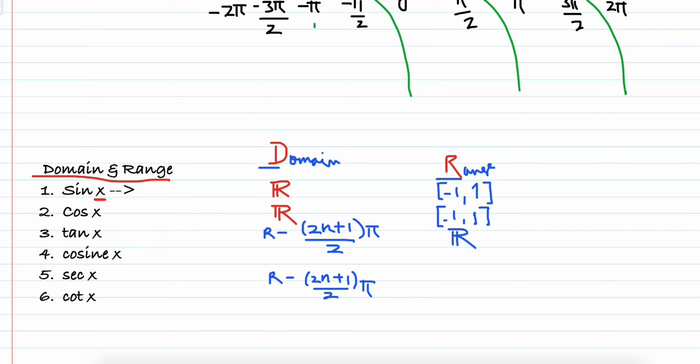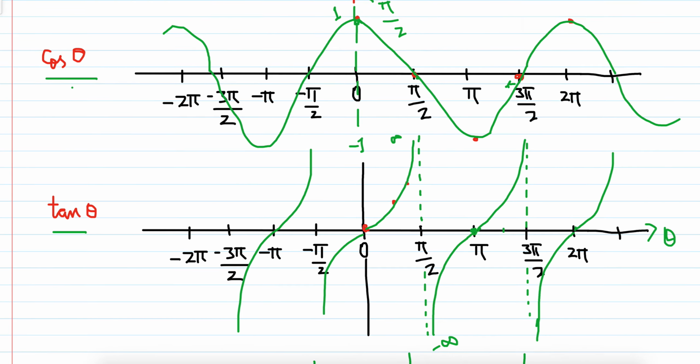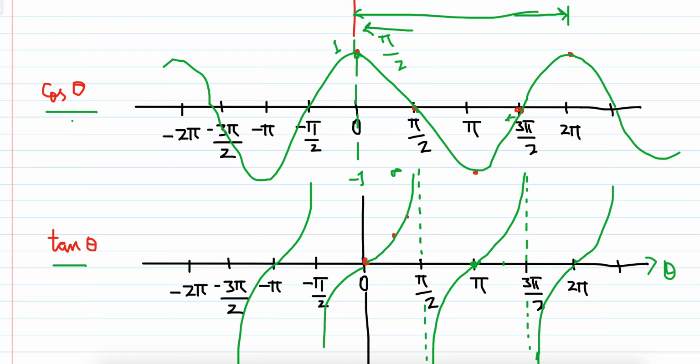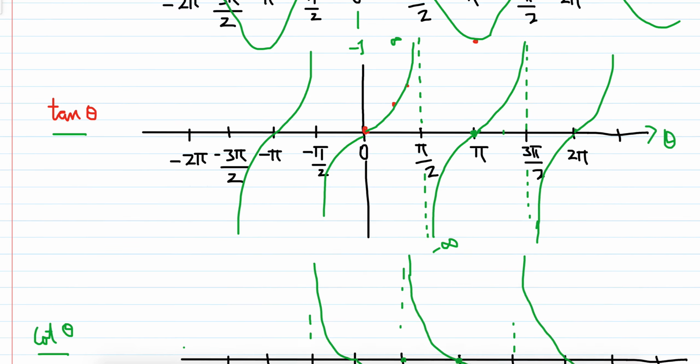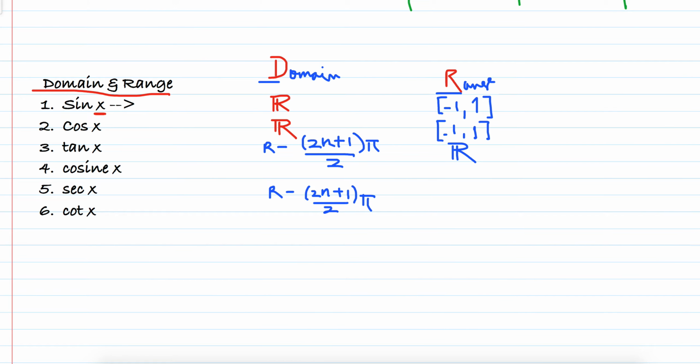And now for cosecant, cosec theta is 1 upon sine theta. So it is not defined where sine theta is 0. Sine theta is 0 at 0, pi, 2 pi, 3 pi, all the multiples of pi. So the domain is R minus n pi, where n belongs to the integers.